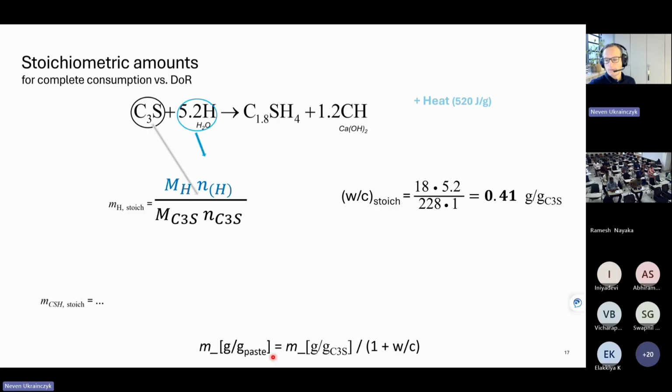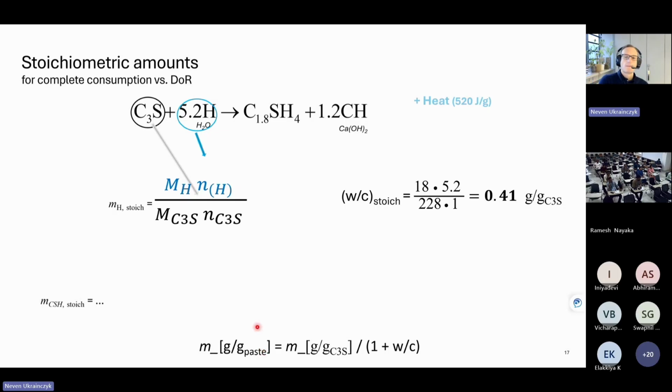But now, to go from per gram of cement to per gram of paste, you just need to divide by 1 plus the water-cement ratio, because you are increasing your system with water. That means all your masses you have to divide by 1 plus the water-cement ratio, by how much you increase your system. So if the system now is paste, not only C3S, you just divide by the 1.4. Then you will get the mass of CSH in your cement paste, which is exactly what you want to know.